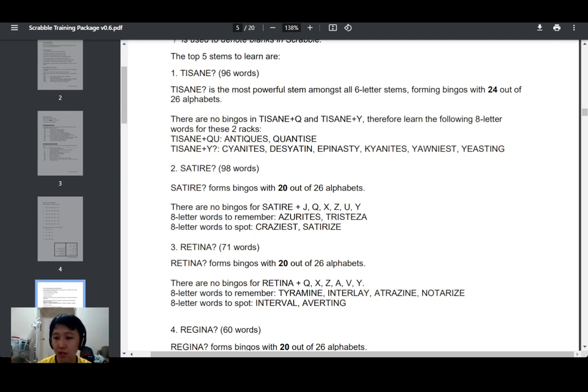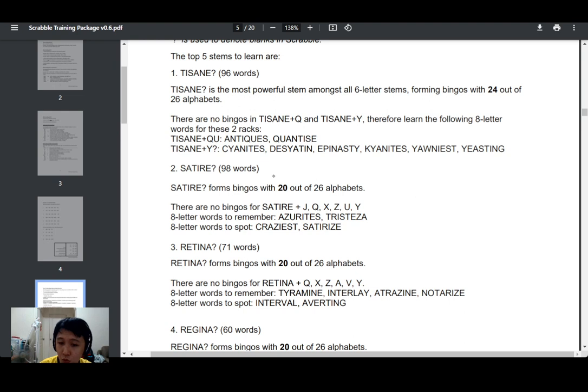So in other words, you will need to study the 8-letter words for these two combinations. And it shouldn't be a surprise, because Q would thrive only when it has a letter U. So you have antiques and quantize. These two are 8-letter words to function as backups in case you get Tisane plus Q. Alternatively, you can look for QI and try to play it off on the board and draw a new tile.